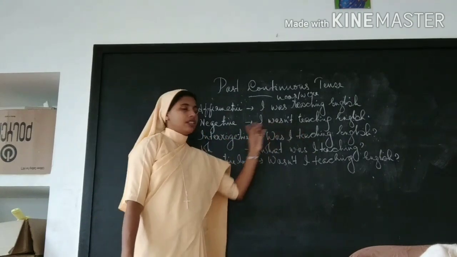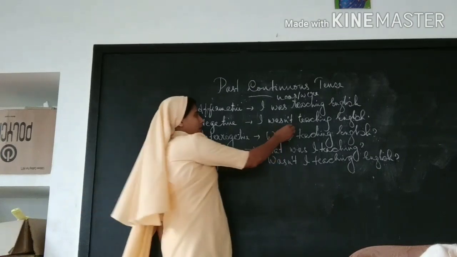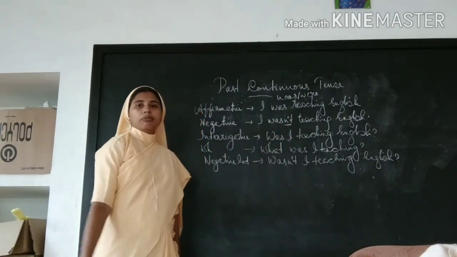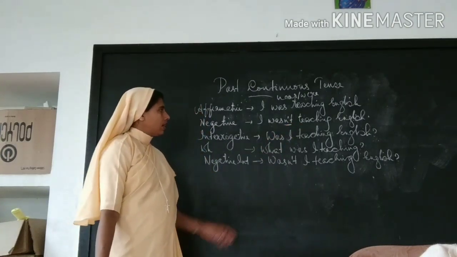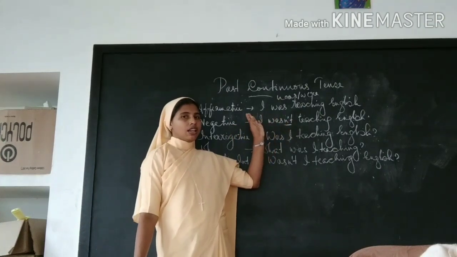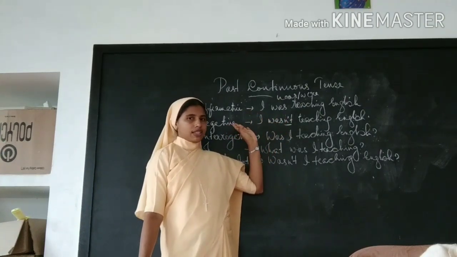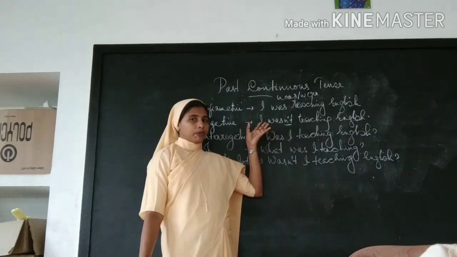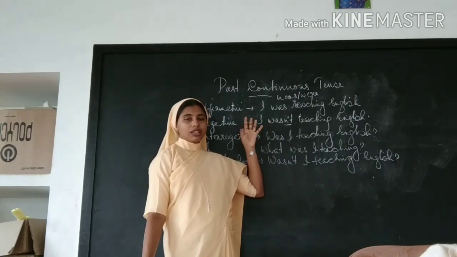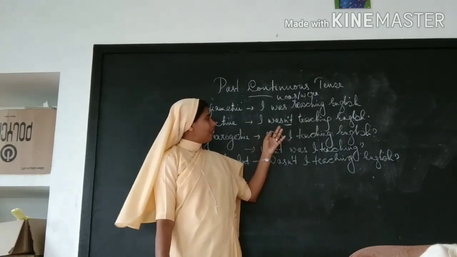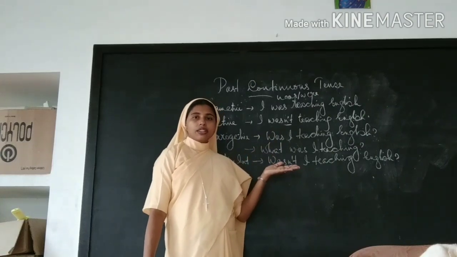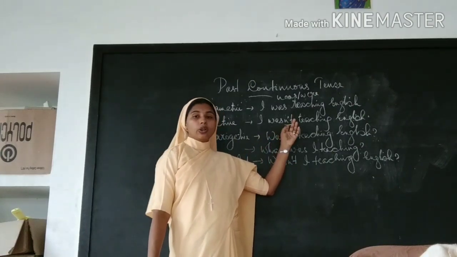I was teaching English. And how can you make this sentence into a negative sentence? I wasn't teaching English. So the contracted form of not will be used. When you use negative sentences, already there is an auxiliary. In simple past we have taken did because there was no auxiliary to support. Here we already have the auxiliary, the same auxiliary we use along with it.